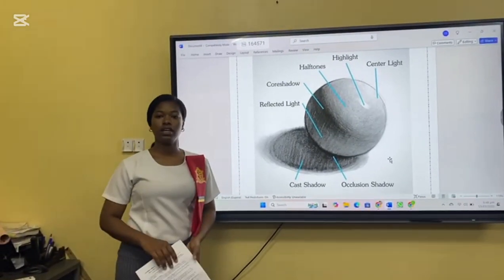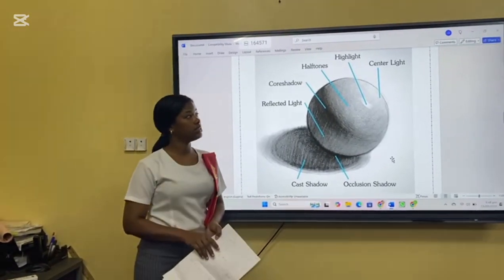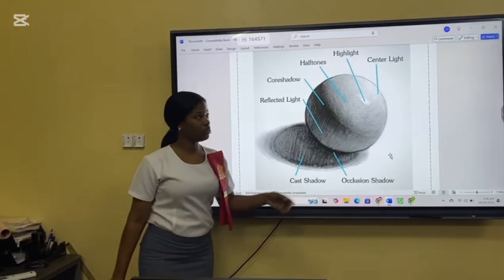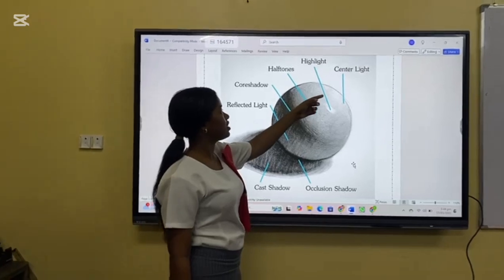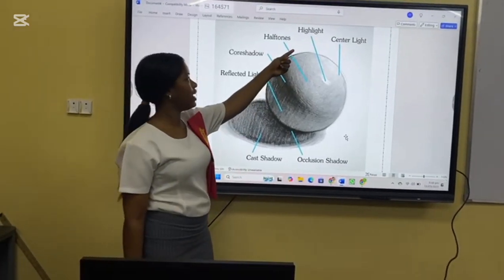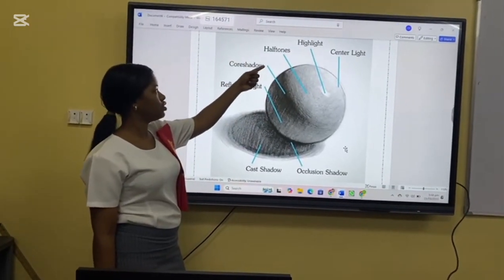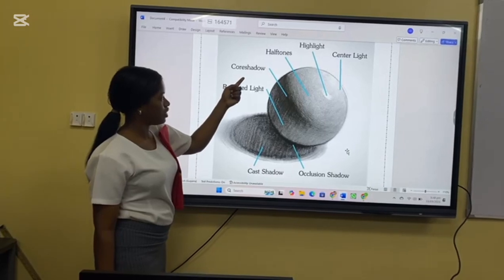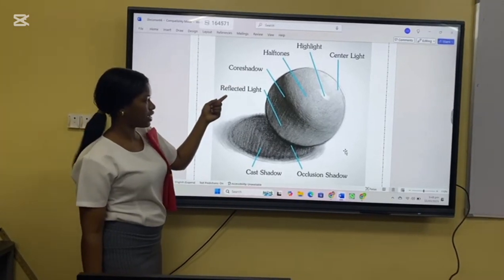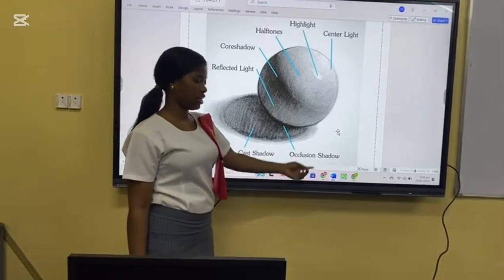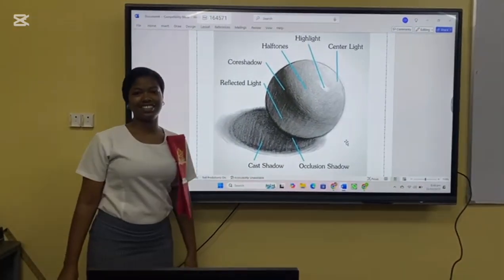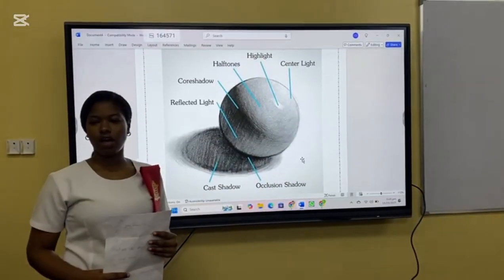Can we call out the names of these values together? So here it's called what? Center light, highlight, half tones, core shadow, reflected light, cast shadow, occlusion shadow. Okay. Yes, Raul. You have a question?